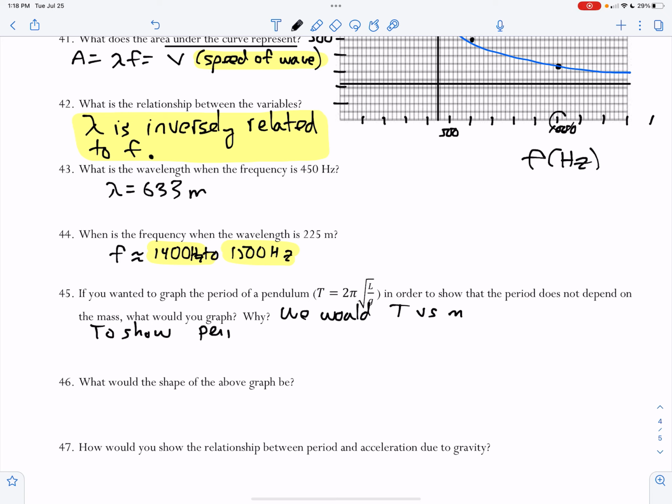Okay, and if we did this to show period, which is T, period is the time it takes a pendulum to swing back and forth, is independent of mass, how much is on the end of the pendulum, the graph would show a flat horizontal line.